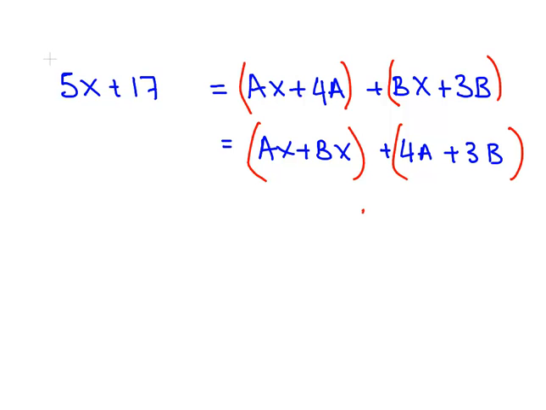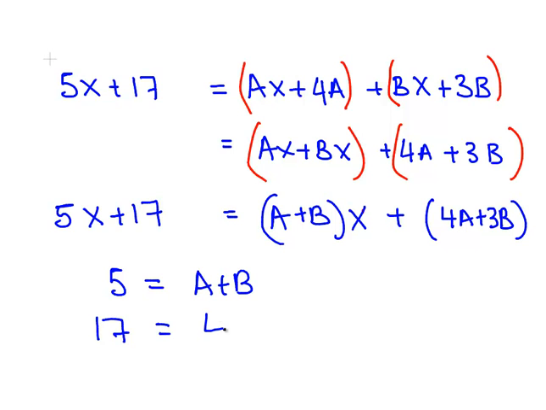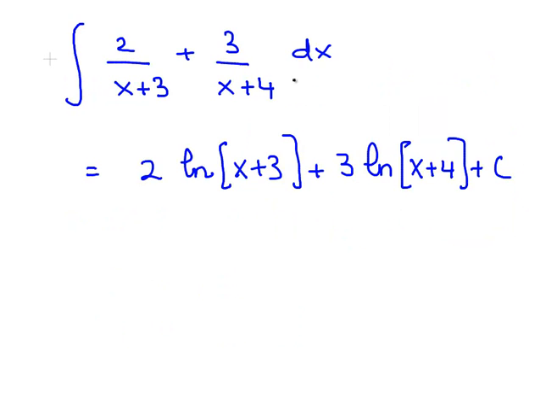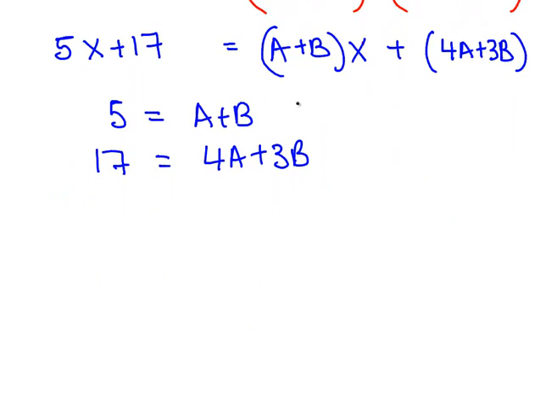Now, ax plus bx I'm going to re-express again. That's a plus b times x plus 4a plus 3b, and that again is equal to 5 times x plus 17. So what we're saying here is that 5 is equal to a plus b, and 17 is equal to 4a plus 3b. So we're going to re-express this.